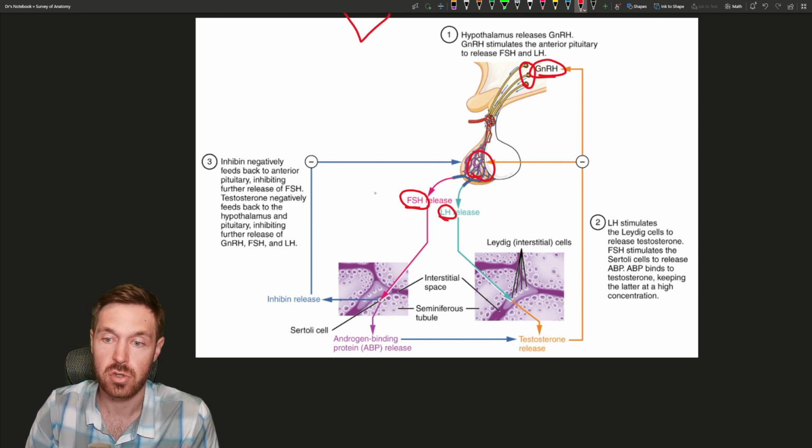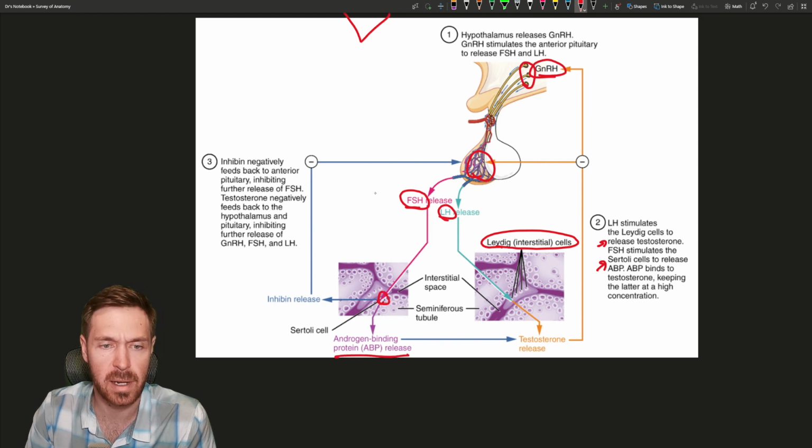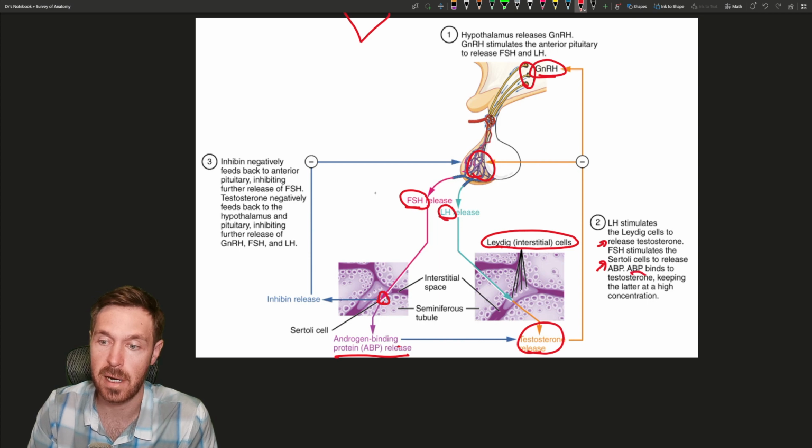LH specifically travels to those Leydig or interstitial cells, and that causes them to release testosterone. And then FSH stimulates the Sertoli cells to release androgen binding protein. So here FSH comes in and interacts with those Sertoli cells. I think I mistakenly said the interstitial cells released androgen binding protein earlier. Androgen binding protein binds testosterone. So interstitial cells make testosterone, and ABP binds testosterone, keeping the latter at a high concentration, and that high concentration encourages sperm production.